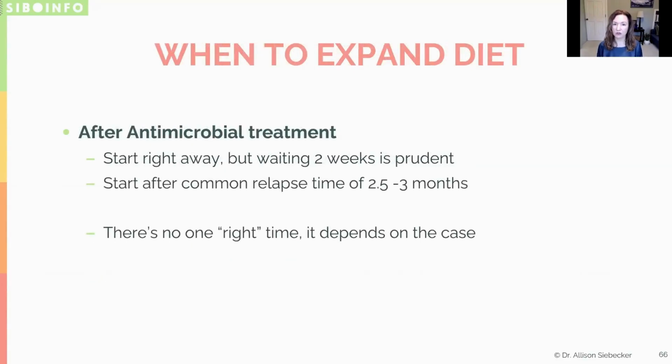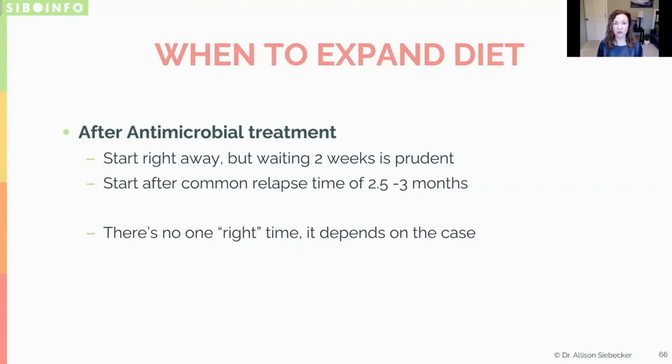So when do we do this? When do we try to expand the diet? Typically we wait until after antimicrobial treatment. And after that antimicrobial treatment, they can start doing these experiments right away. But often I wait for about 2 weeks once they've finished the antimicrobial treatment, just to see how things shake out. Like, especially if you've had to do a lot of multiple rounds, if it's a more challenging case, just give them a little moment of a breather, and then we can start the expanding.